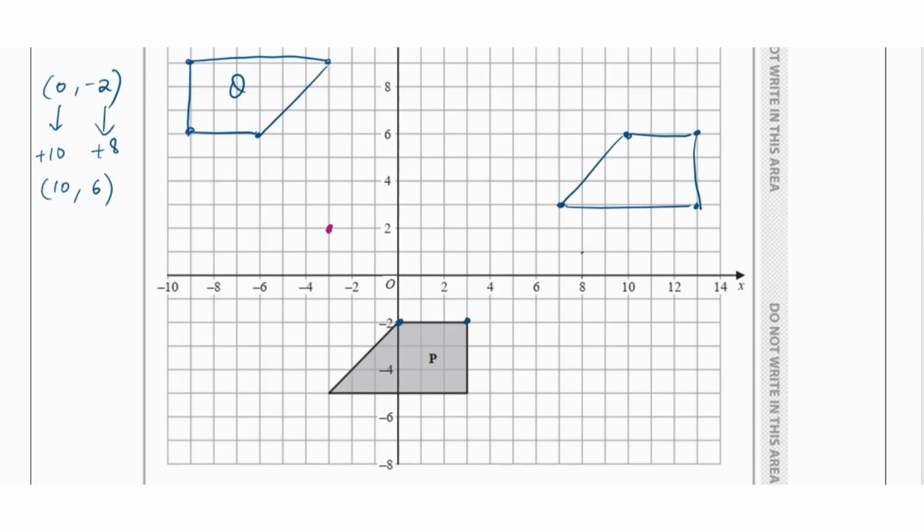Since the shape does not change in translation, we don't need to calculate each coordinate separately. But if you want to make sure that you haven't made any mistake, you can check it for each coordinate. 2, 3, and -2. If we add 10, that's going to give us 13, which is where we are. And then if we add 8, that's going to give us 6. So the shape is correct. This is shape R.